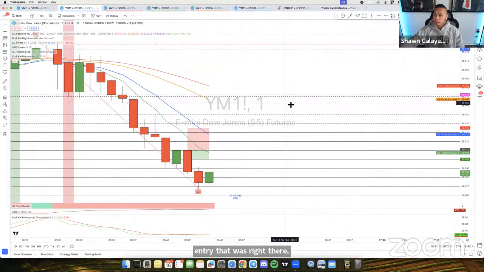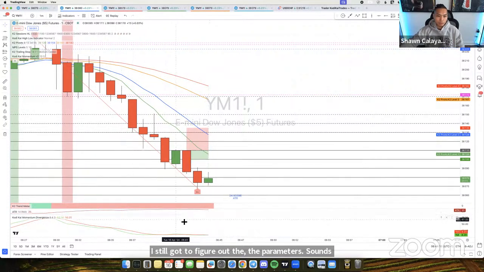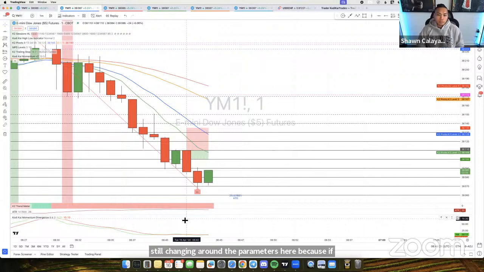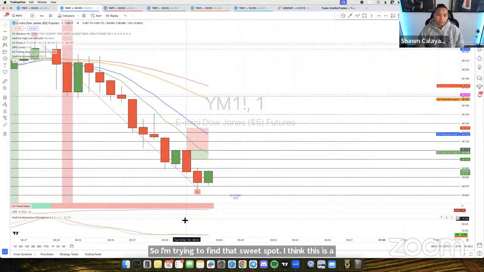Daniel said, are we able to pull that indicator? Not yet, because the indicator is not published yet. I still got to figure out the parameters. I'm still changing around the parameters here, because if you go to the default settings, it's super choppy, but I'm trying to smoothen it out. So I'm trying to find that sweet spot. I think this is the sweet spot for the parameters, but I need to keep playing with it because it's not something I've tested in real time in a while.